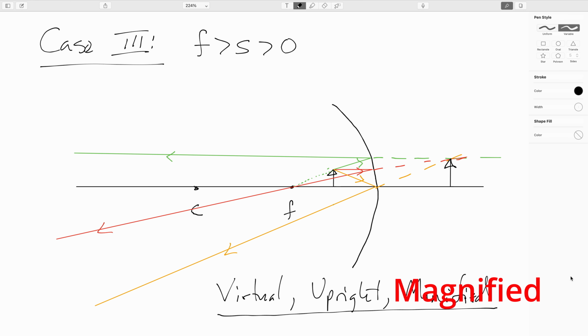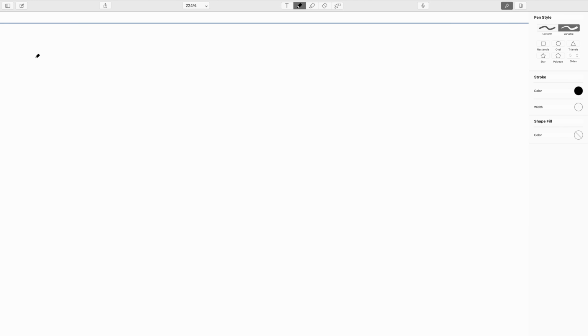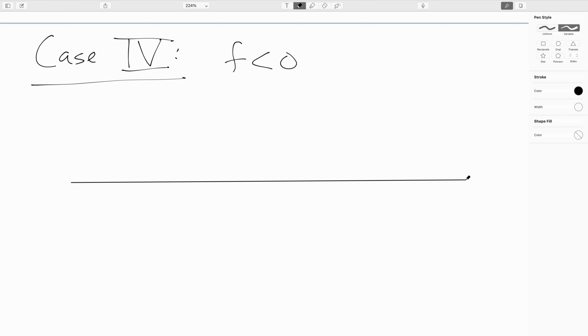Alrighty. And so then finally, case 4 is any mirror that is a diverging mirror. These are like, if you are in a parking structure and they've got those mirrors that they place strategically to help you see around a corner. This would be one of those. When we get to how to assign plus and minus signs to distances, that will correspond to a negative focal length.